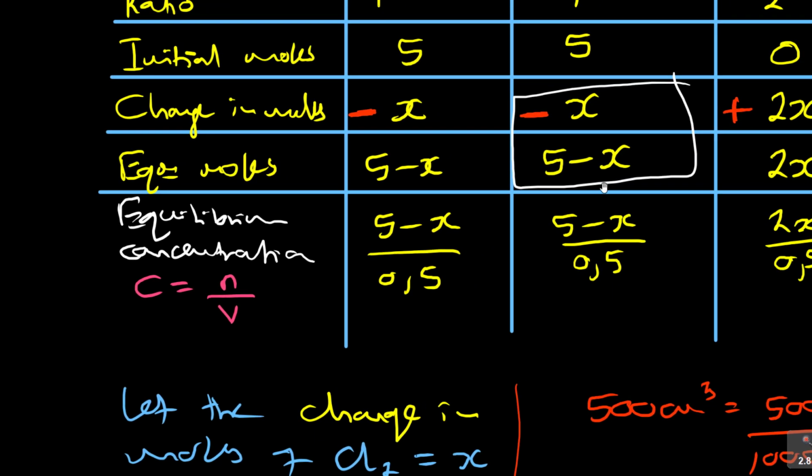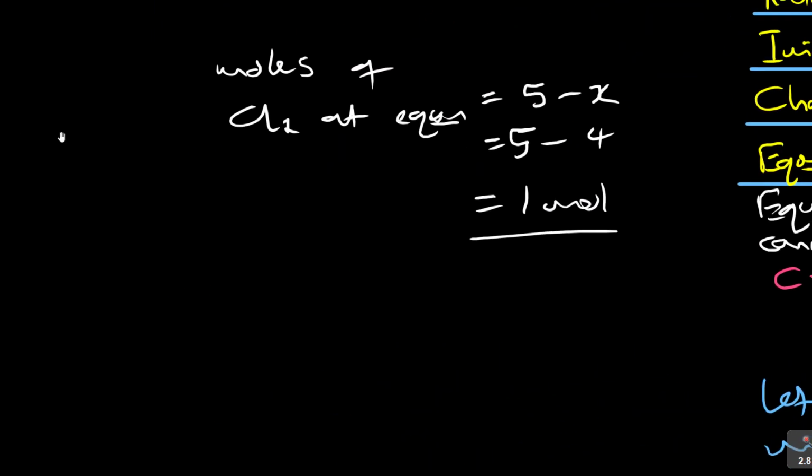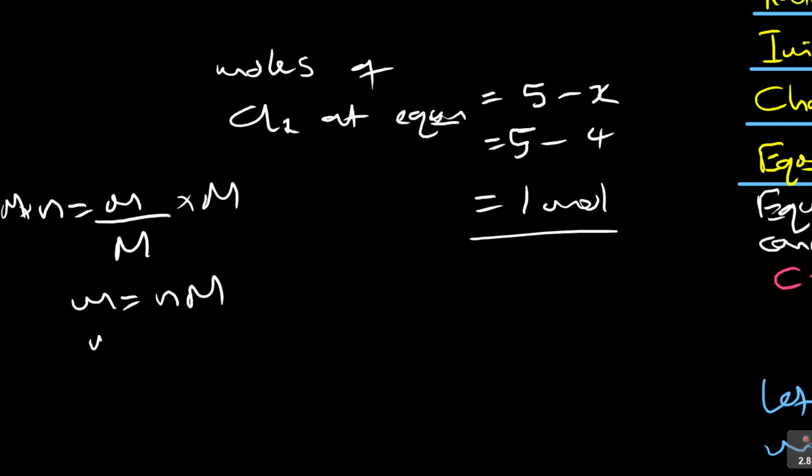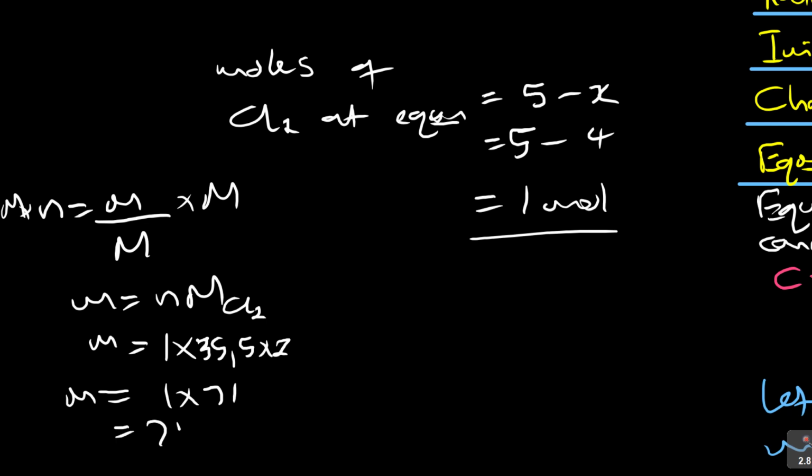Then from here, with 1 mole, the question wants the mass. Now remember the formula: n is m over big M. If I want small m, what do you do? You multiply by big M. So my small m is n times M. So my mass is number of moles, 1, times the molar mass of chlorine, of Cl2, which is 35.5 times 2, which is equal to 1 times 71, which is 71 grams.